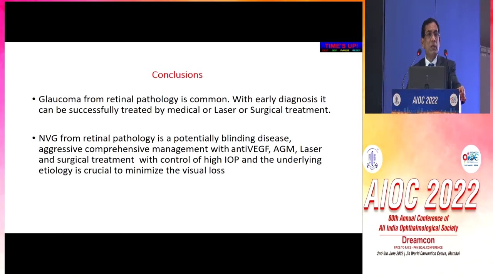In conclusion, I would say glaucoma from retinal pathology is not uncommon. With early diagnosis, it can be successfully treated by medical, laser, or surgical treatment. Neovascular glaucoma from retinal pathology is a potentially blinding disease. Aggressive, comprehensive management with anti-VEGF, anti-glaucoma medication, laser and surgical treatment, with control of high intraocular pressure and the underlying etiology, is crucial to minimize visual loss. This is refractory glaucoma, but with due treatment it is possible to give back the vision to the patient.